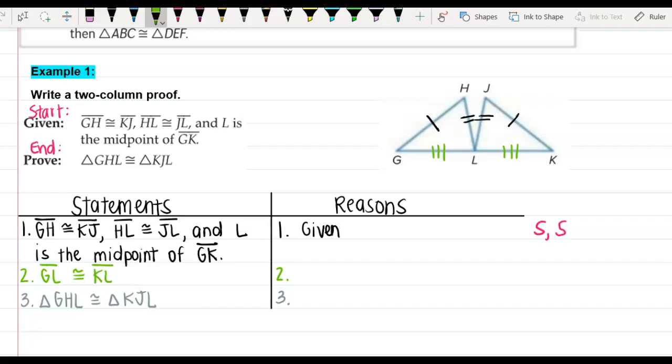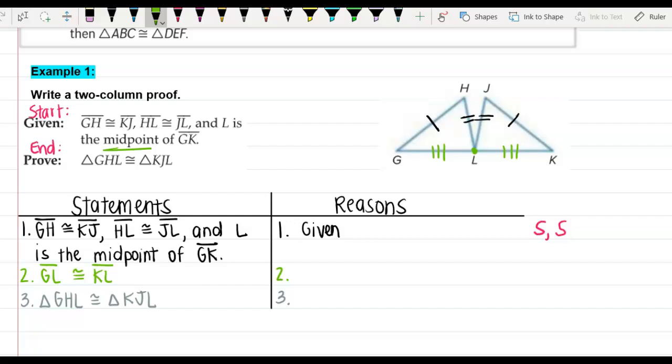But if I go back to my given, it says that L, so this point here, is the midpoint of our whole segment JK. Remember, this word midpoint means right in the middle, okay? Like if you were going to mark the midpoint of a candy bar, you're going to put it right in the middle and cut it exactly in half and make two equal spots.